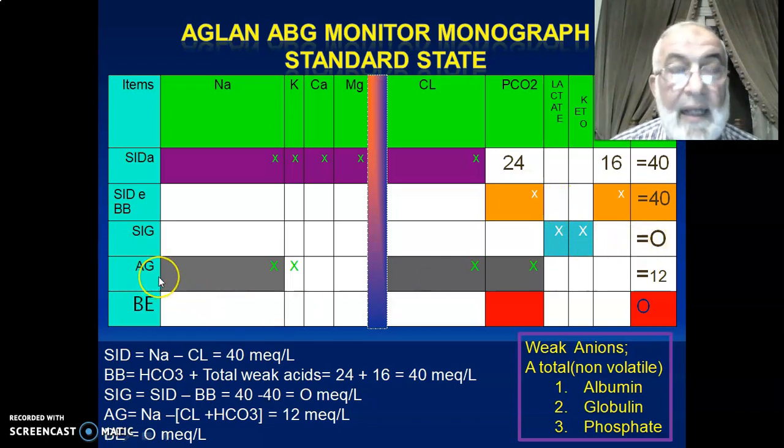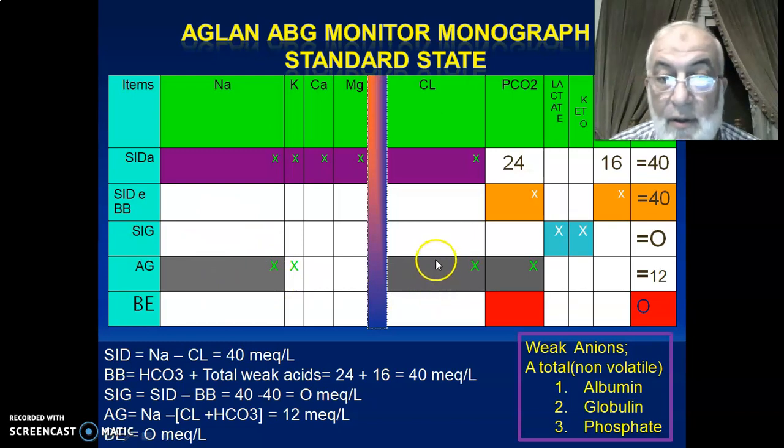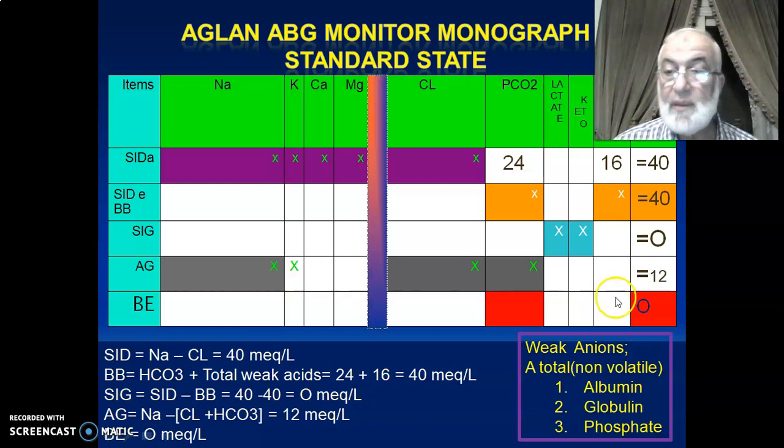When we come to the anion gap, this is the difference between sodium, this is a cation, minus the anions, chloride plus bicarbonate, and this will equal the total weak acid, which is 16. But here, we didn't add potassium. If it was included, it will be 16. Without potassium, it is 12. The base excess or base deficit: if the bicarbonate is normal, this is 0. If it is more than normal, this is the base excess. Less than normal, it is base deficit.